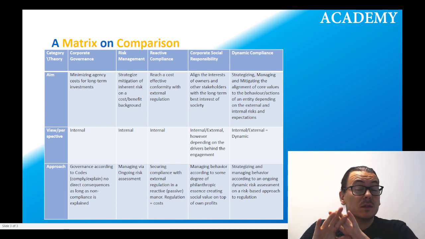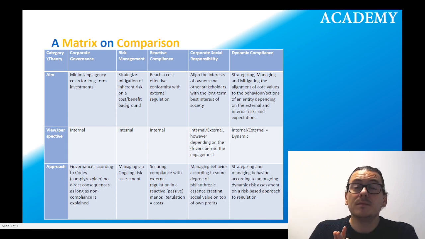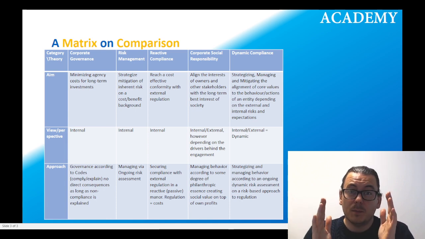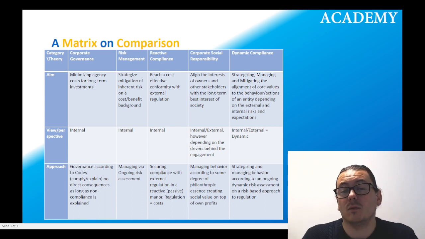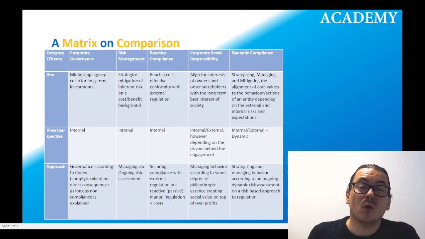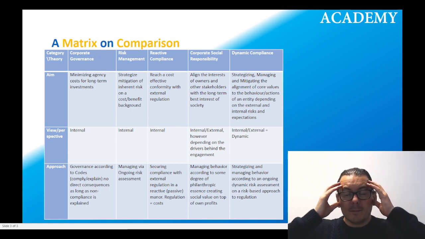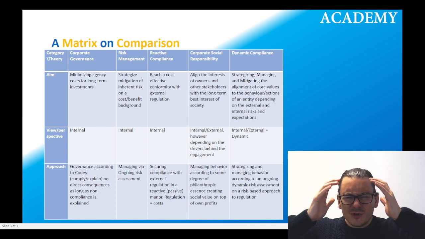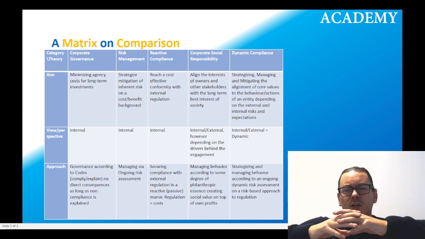Of course, in some areas you might be able to divide them, but when we're within risk-based regulation, management is depending on dynamic compliance and vice versa. So that's why we can say that dynamic compliance actually is an accumulation of the GRC framework combined with corporate social responsibility. So I hope this gives you a comprehension of the perspective.